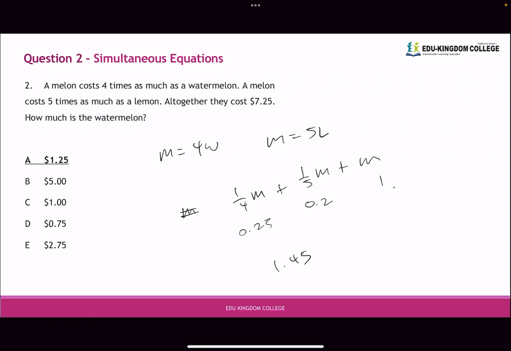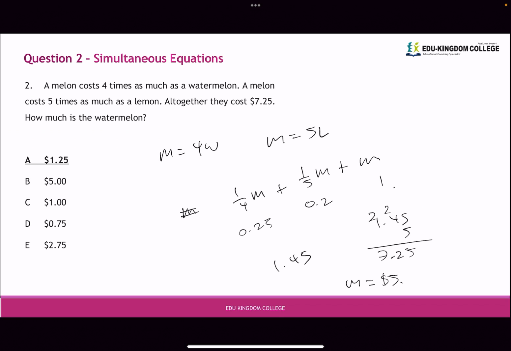Five times? Sorry, let me just double check that. Yes, so it goes into that 5 times. So 1.45 times 5. So 4 times 5, 2, carry the 2 over. So 7.25. So it goes into that 5 times. Sorry, I just had a bit of a brain fart there. So 7.25. So a melon equals $5.